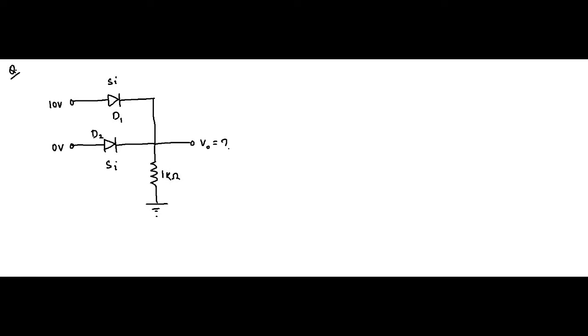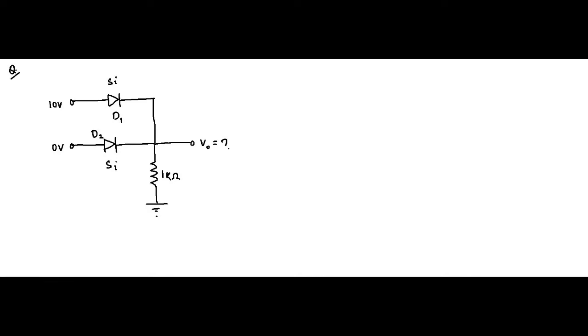So here is another question on diode connected circuits, and this is a very interesting one. We'll go into the detailed analysis of this circuit. It looks like a very simple circuit, very straightforward, where we have two silicon diodes. The P end of D1 is connected to 10 volt, and the other is connected to 0 volt. Both of them are connected to one point. Then there is a 1 kilo ohm resistor, and we have to calculate this output voltage.